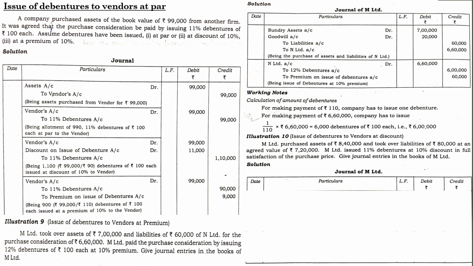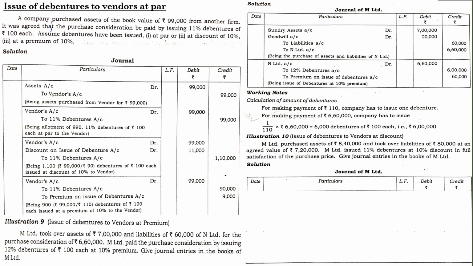First of all you need to find the value of the business. Value of the business is assets less liabilities. If you take the difference between the assets and liabilities of that particular business, you will get the value of the business. So 8,40,000 minus 80,000, you will get 7,60,000. So actually the value of the business was 7,60,000, but M Limited paid only 7,20,000.